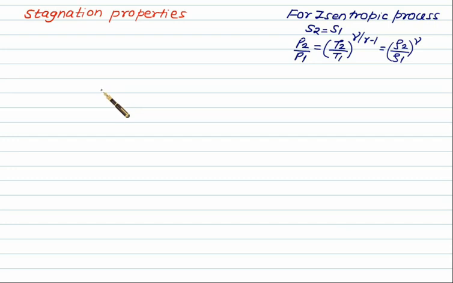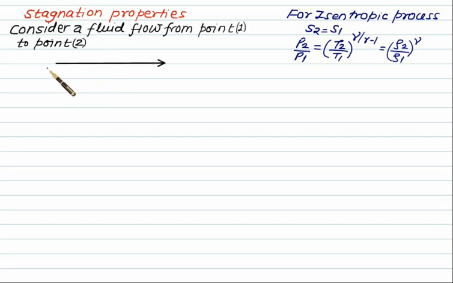In compressible flow, we normally use the stagnation property. For stagnation property, we consider a fluid flow taking place from section 1 to section 2. This one represents state 1 and this one represents state 2. At state 1, we have pressure equal to P1, temperature equal to T1, density equal to rho 1 and velocity equal to V1. These are called static properties.